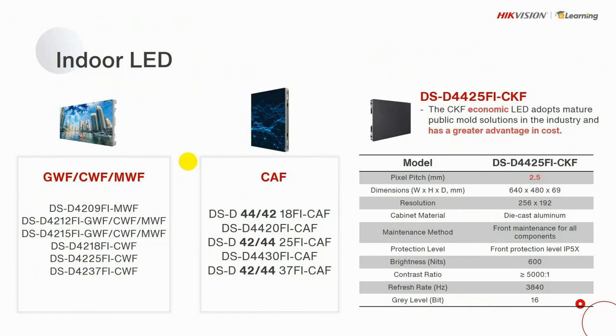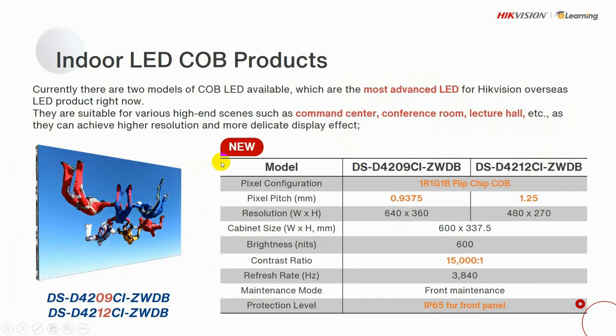So as we said before, let's take a closer look at our indoor LED. For the mid-end products, we have CWF or GWF, and also CAF, and we have CKF series. And ZWDB is our relatively new COB LED product, which is a high-end product. Right now, the most advanced one. So here are 2 different models of it with different pixel pitch and resolution. It has protection level of IP65.